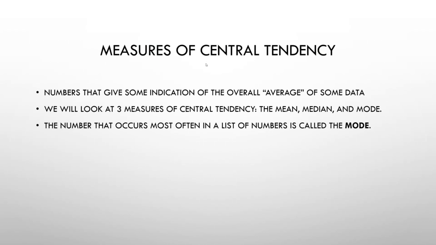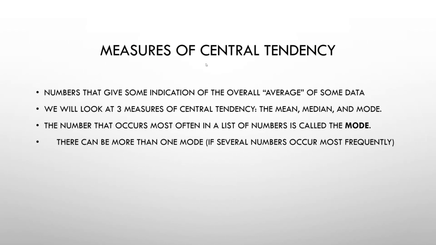The number that occurs the most often in a list of numbers is called the mode. There can be more than one mode if there are several numbers that occur the most frequently. However, if each number appears equally often, there's no mode.